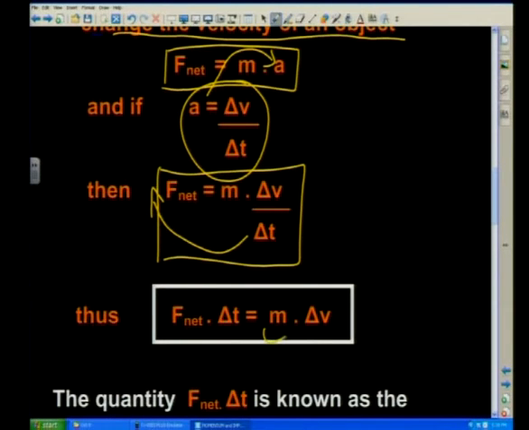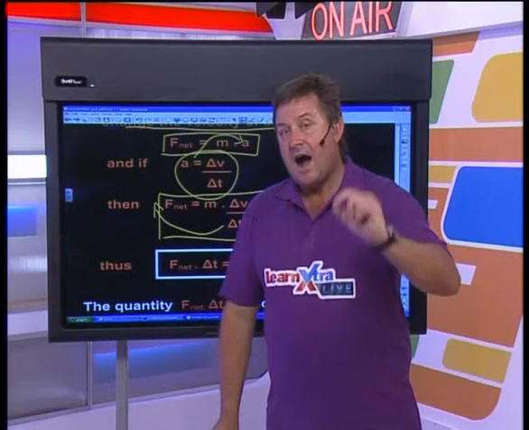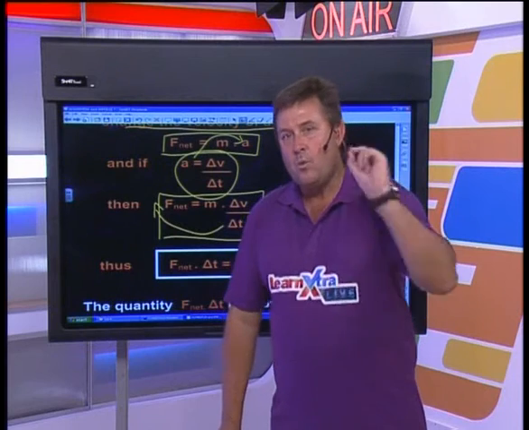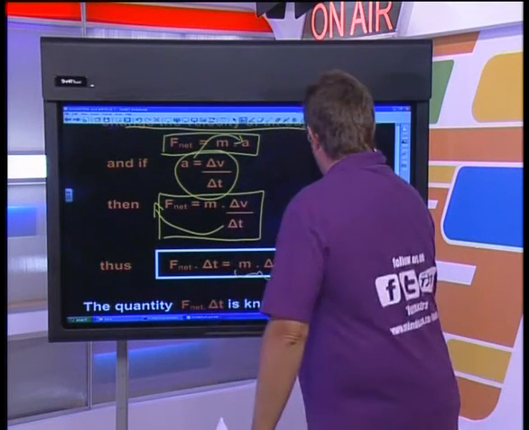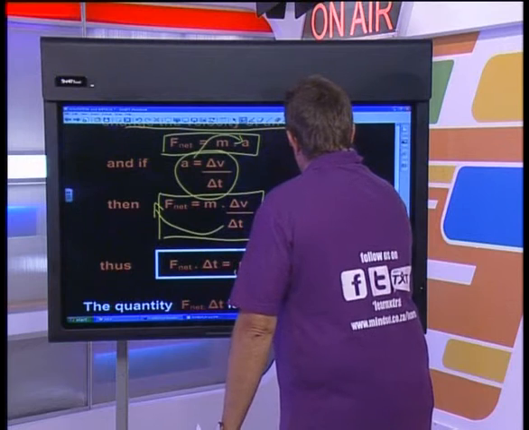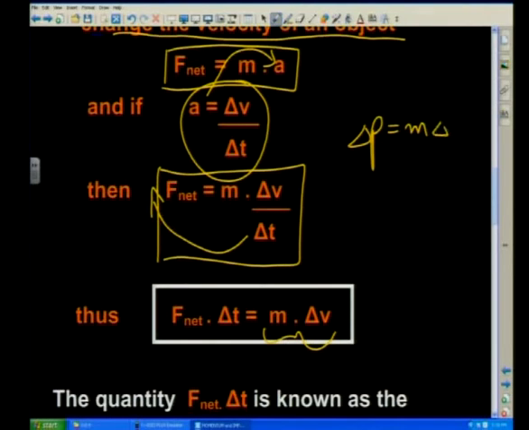And look at that, guys. Do you see it? m delta v. And a lot of you are saying, hang on, I've recognized m delta v. I know exactly where I've seen it before. Well, where have you seen it before? Well, remember that delta p was equal to m delta v.